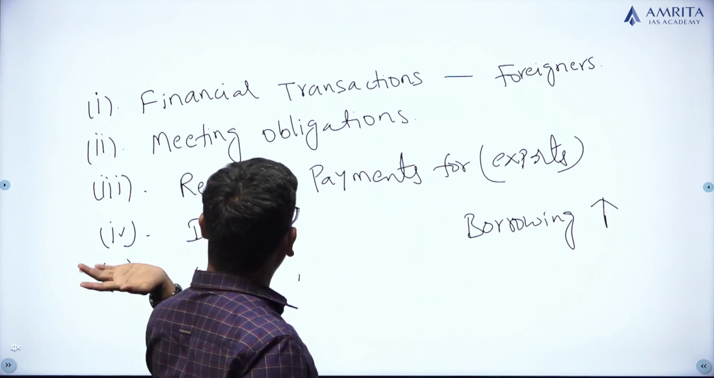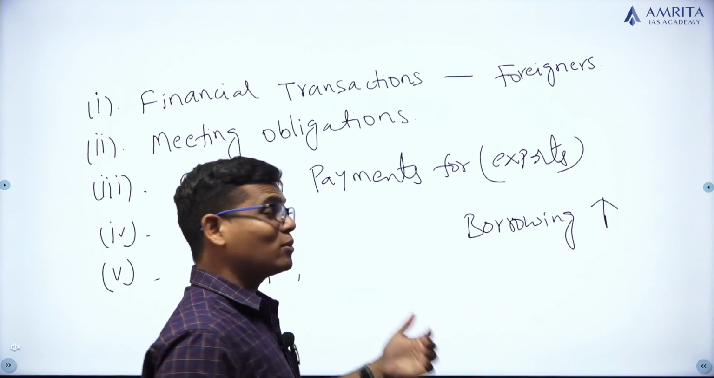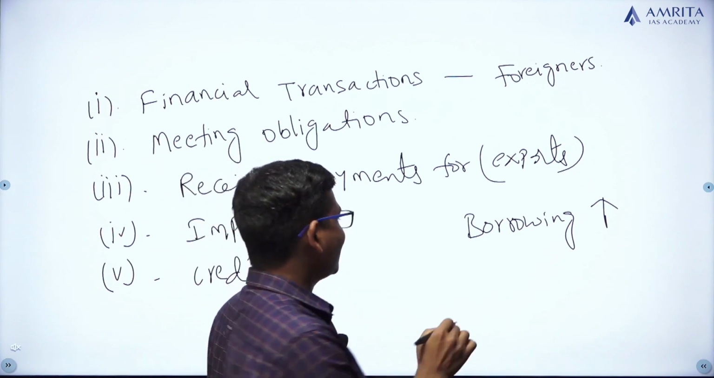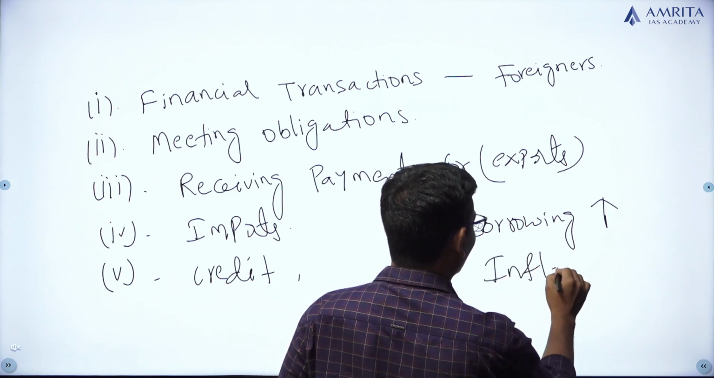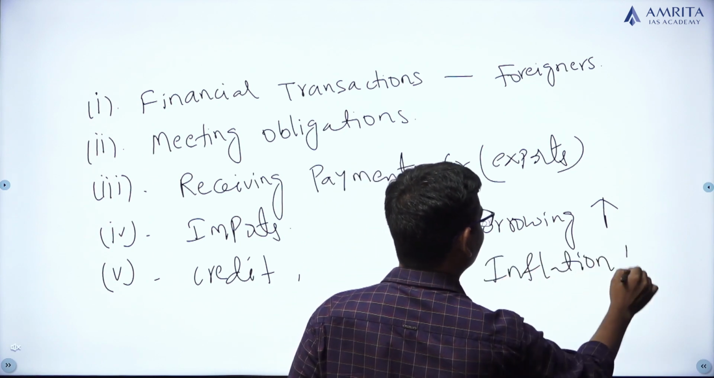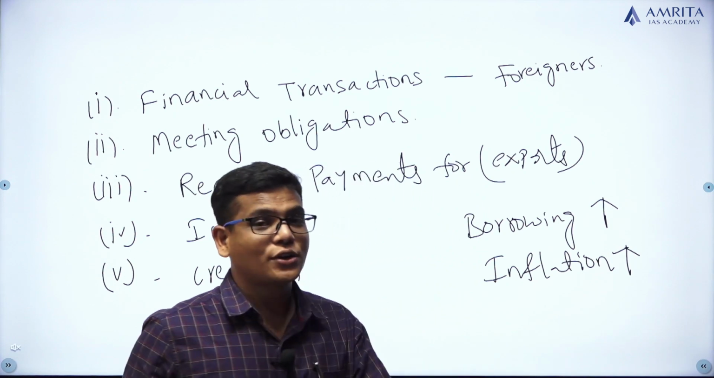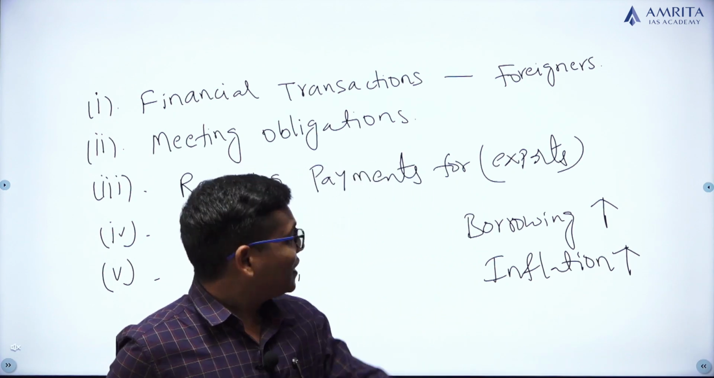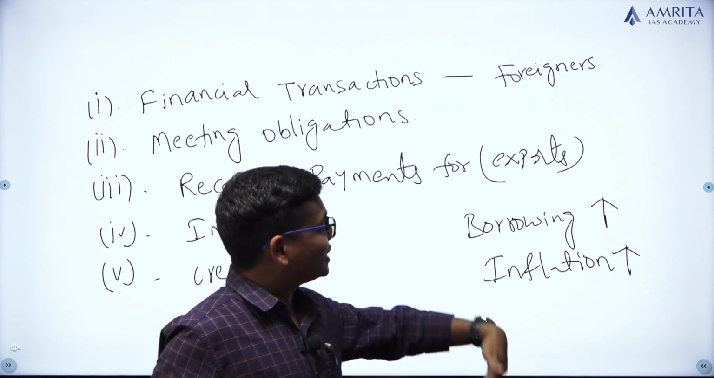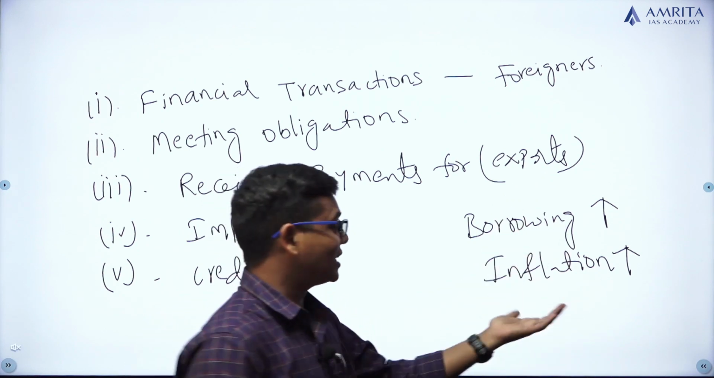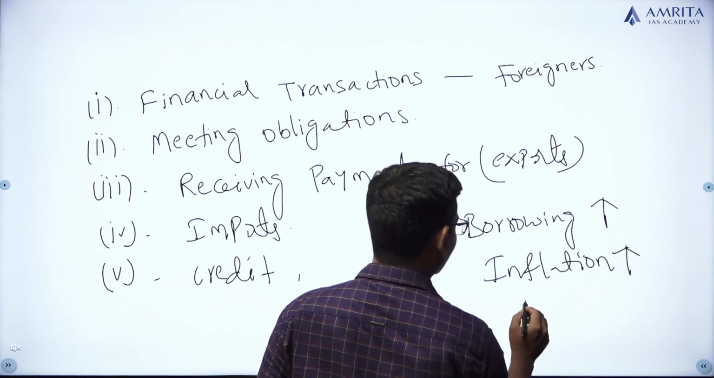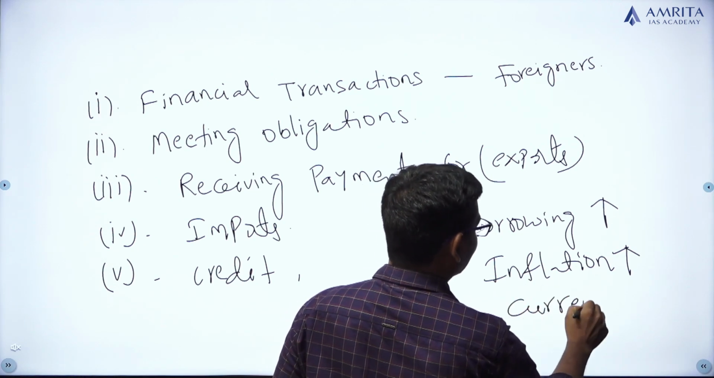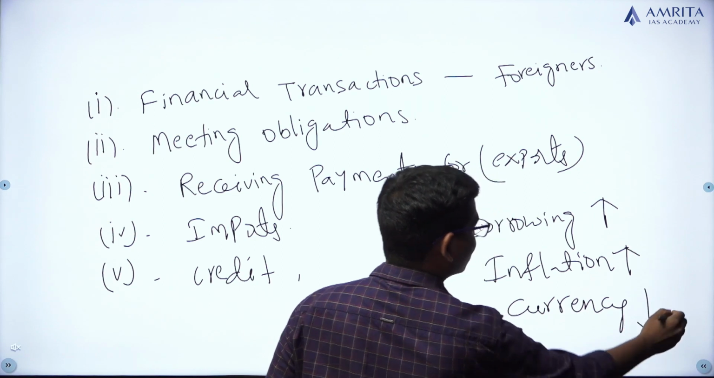And if someone doesn't supply anything, suppose you are unable to import things, then there will be a shortage of things and there will be inflation in your economy, because the availability of goods and services will be less as you are not importing. And when your borrowing cost is increasing, when your inflation itself is increasing, it has its own effect on the currency. The currency value again comes down.